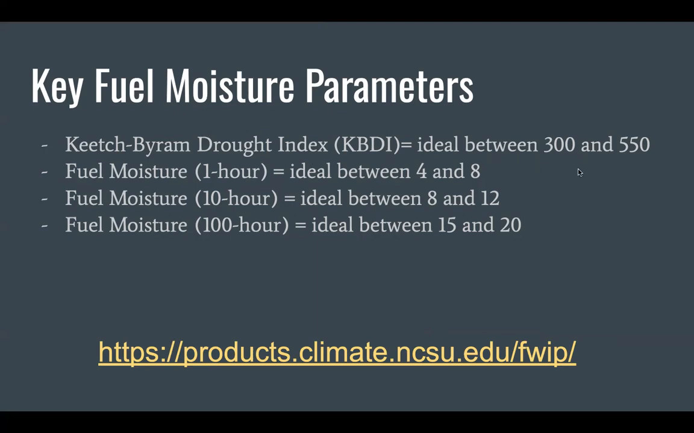Ideally, and these are my rules of thumb, some folks may see it a little differently. When I say ideal, it means we might be able to burn a little outside of that if it's still within the prescription for our burn unit. So, KBDI between 300 and 550. Fuel moisture for 1-hour, we want it between 4 and 8%. 10-hour between 8 and 12, and then 100-hour between 15 and 20.